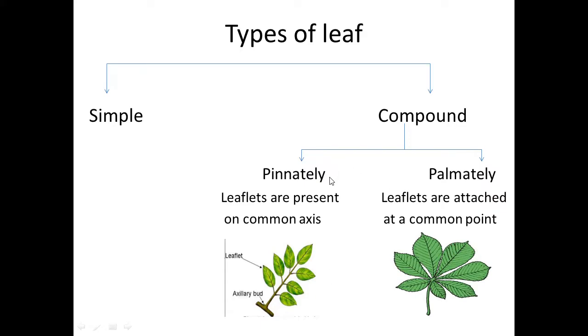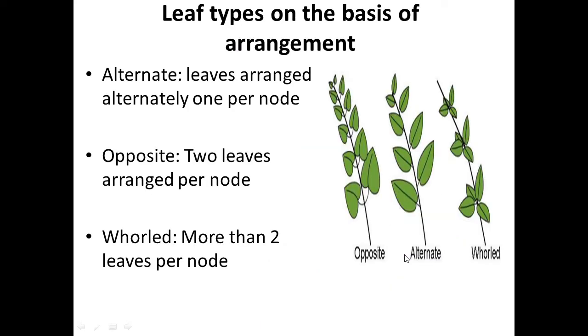Compound leaf is further divided into two types: pinnately compound leaf and palmately compound leaf. In a pinnately compound leaf, leaflets are present on a common axis. This is the main axis, and all leaflets are present side by side here. This is the common example of leaves found in neem plant. Whereas in a palmately compound leaf, leaflets are attached to a common point. This is the common point, and all leaflets are arranged around the common point. Examples of palmately compound leaf are cotton and silk cotton.